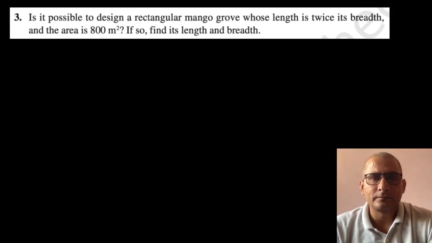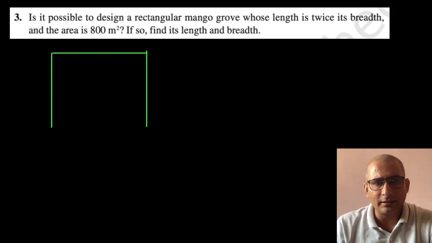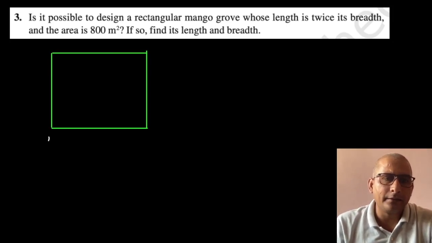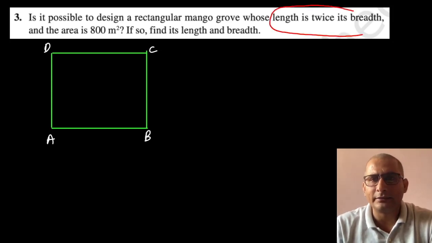Is it possible to design a rectangular mango grove whose length is twice its breadth and the area is 800 meters square? If so, find its length and breadth. Okay, rectangular mango grove. So this is a rectangle ABCD, right? It is given that the length is twice its breadth. Look here, the length is twice its breadth.